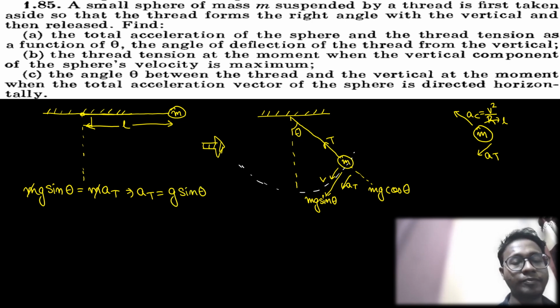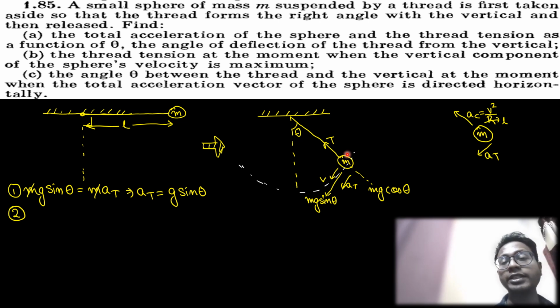Now to find the value of centripetal acceleration at this point, the value of centripetal acceleration is equal to v square by r, or v square by l, where l is the length of the string. How do I find out the velocity at this point? What I'm trying to do is use the work energy theorem.